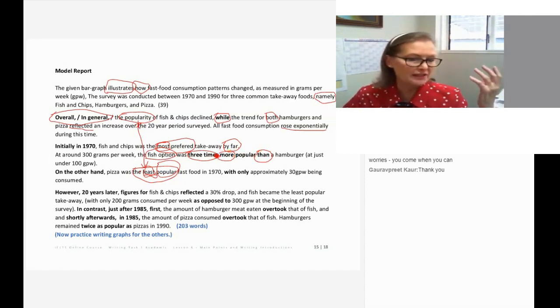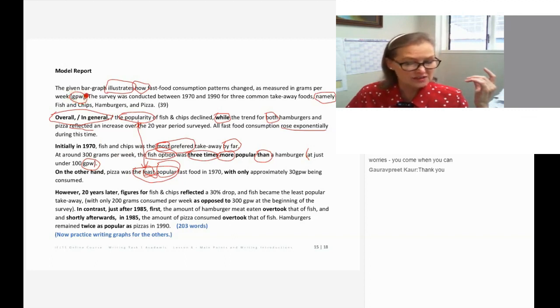It gives me another way to be able to describe my data. Figures for fish and chips reflected, that's a useful word, reflected a 30% drop, which as we saw was our 3 times more, 30% drop, and fish became the least popular takeaway with only 200 grams consumed per week as opposed to 300 grams per week at the beginning of the survey. So have a look at that, as opposed to.